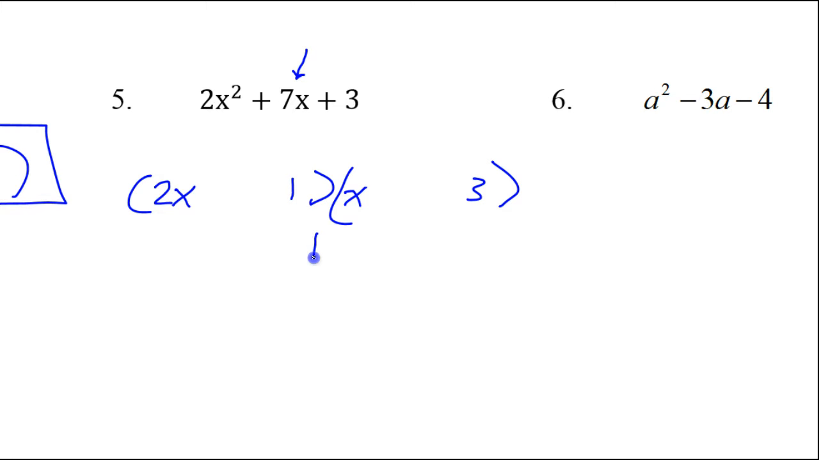Now again, inner plus outer must equal middle. Inner I have 1x, outer I have 6x. Can I get 7 out of this? Sure, if I just let them both be positive, that'll make positive 7x. That means both of these would have to be positive. And I check one last thing. Positive 1 times positive 3 does give me positive 3, so this must be the answer.